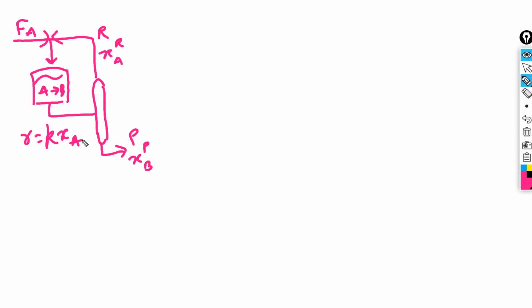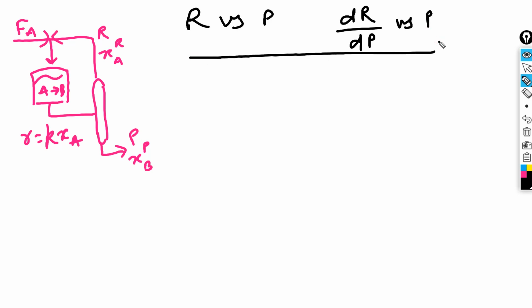So now let's do some analysis. What we are interested in is, as the production rate P is changed, how does the recycle rate R change with production rate P. We also want to find how the sensitivity of the recycle rate to production rate P varies with the production rate P. These are the two things that we want to find out. And in order to do so, let's do a little bit of analysis.